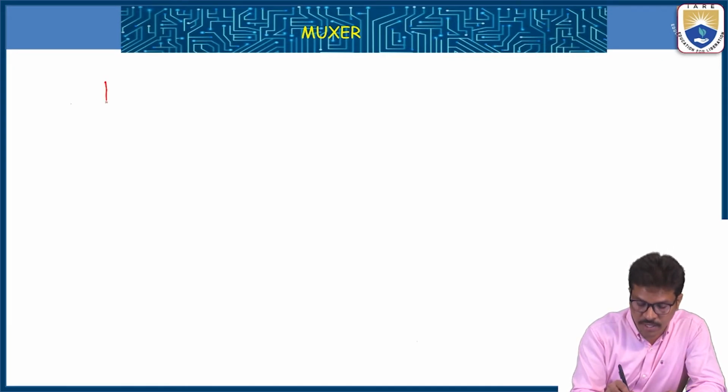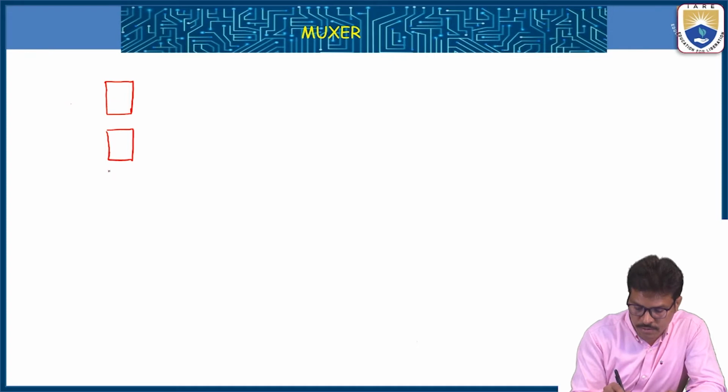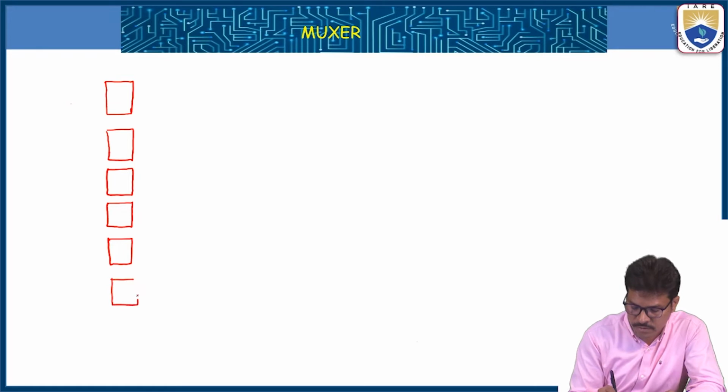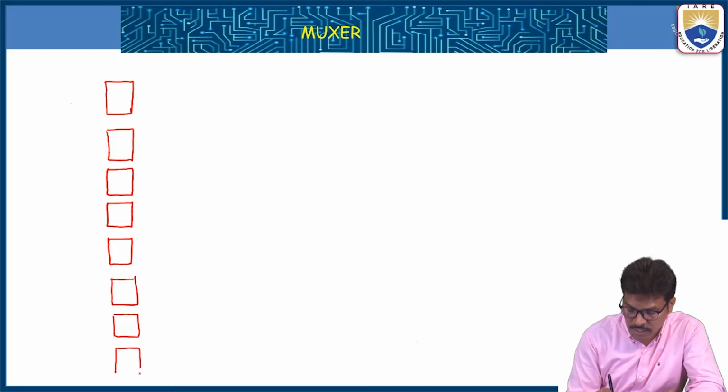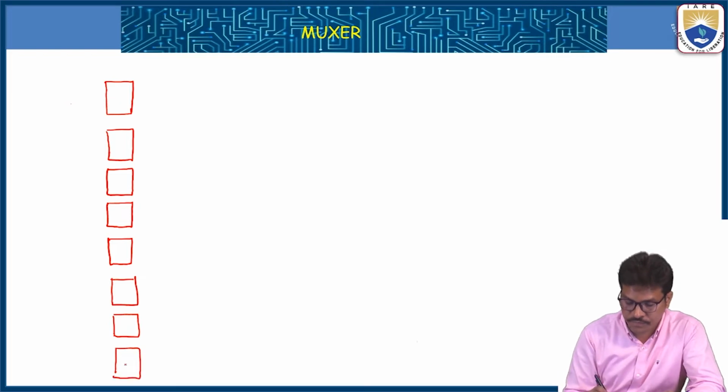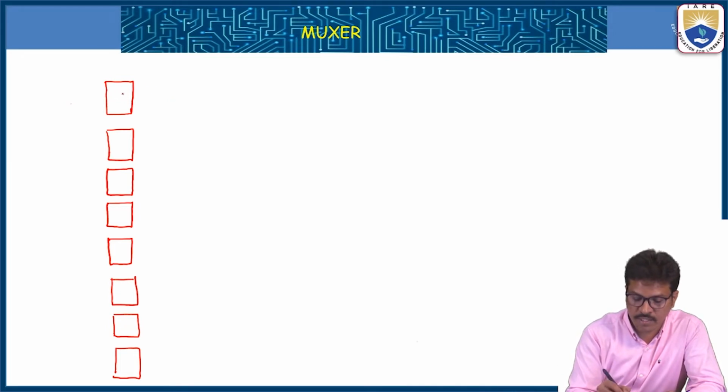So take the 8 multiplexers. 1, 2, 3, 4, 5, 6, 7, 8. So these 8 multiplexers are 2 by 1 multiplexers. Each one requires 2 inputs.